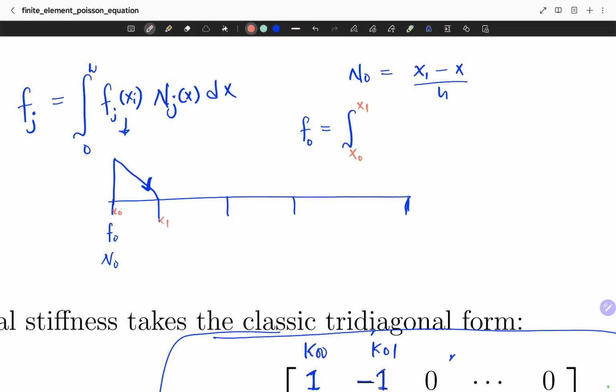Fj, if you know the value, you put it. If you don't know, we can let fj be 1, so we can see easily how. So it's going to be 1 times (x1 minus x) over h, delta x. Now you're going to integrate.